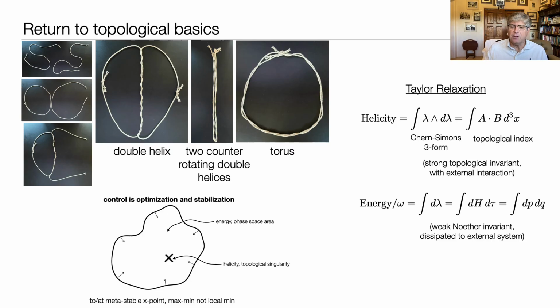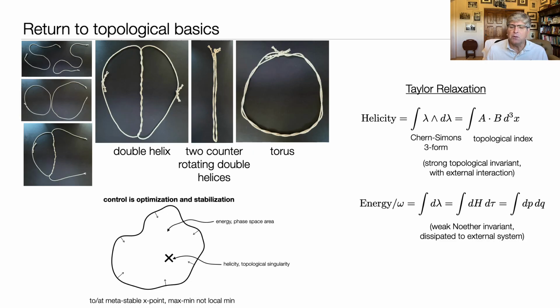This is Taylor relaxation to a topological singularity with helicity conservation as energy, the weak Noether invariant, is dissipated to an external system. This is only a metastable point, an X point, so that the system needs to be ponderomotively stabilized. The X point is a local maximum that can be stabilized.